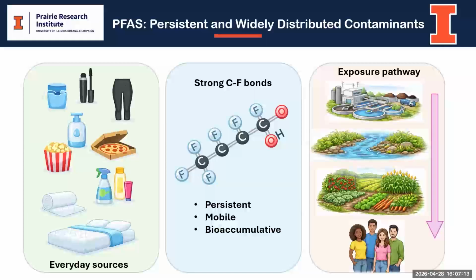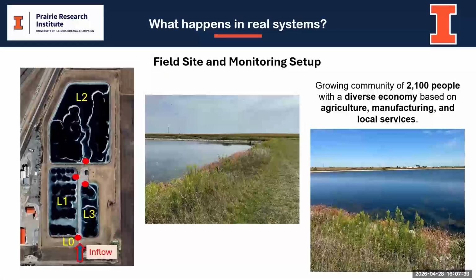As we mentioned before with the previous presenter, the wastewater treatment plants pass the PFAS through the effluents and the biosolids, and in different pathways they arrive to our agriculture and to us. So how do we translate this to a real system?